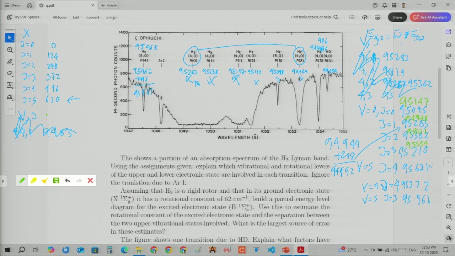9554. For j equals 4, it's 95. This is v equals 4 still? You've got j equals 4 for v equals 5 and v equals 4. Yes, it's v4. It's 9537 for v4. Right, so beat with that. Yeah. Okay. Anyone got any other numbers?